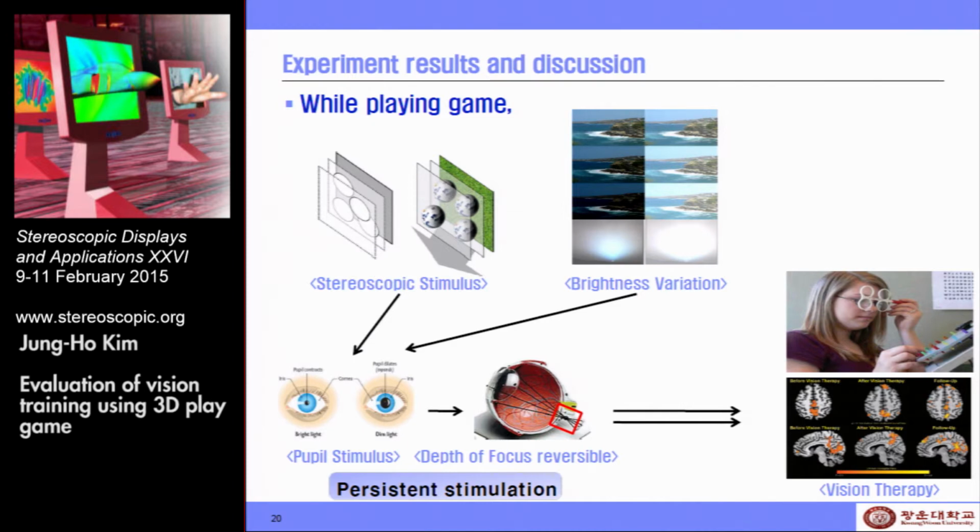It can be explained that while playing the game, eyes are stimulated with the stereoscopic image and brightness change so that pupils remain under persistent stimulation. Because of this, the depth of focus changes reversibly in VT research. It is assumed that the 3D game has a greater impact because it even adds functional accommodation.